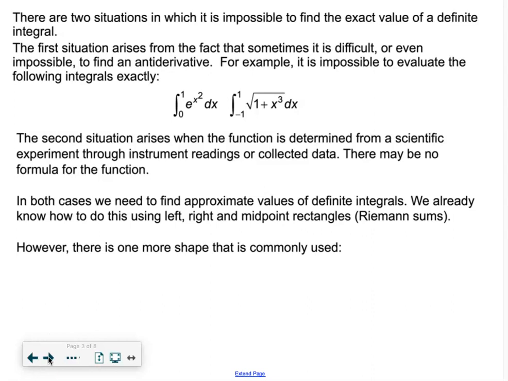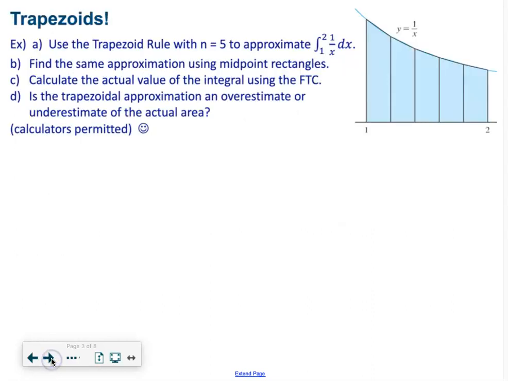However, in addition to left, right, and midpoint rectangles, we also use trapezoids. Okay. So we are going to approximate the area under this curve. Your book says use the trapezoid rule with an n number. That is the same thing as just saying use trapezoids. This is how many to use, right?